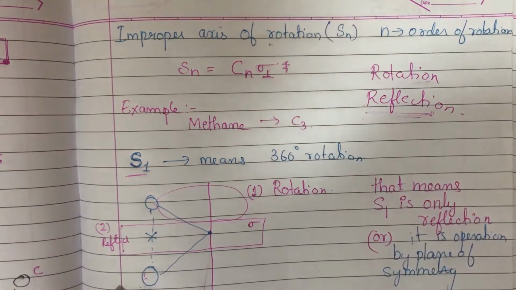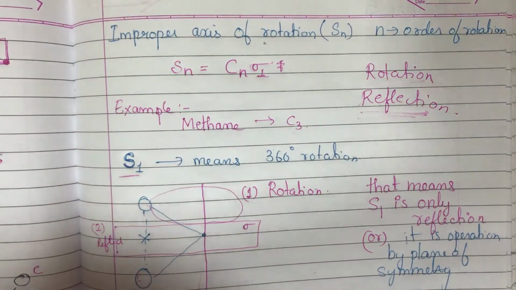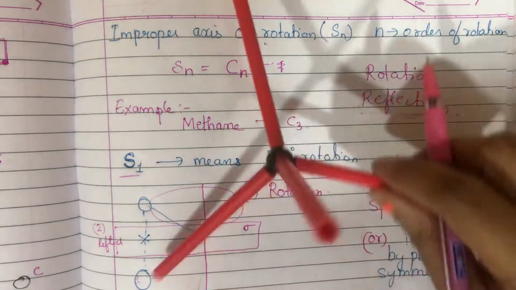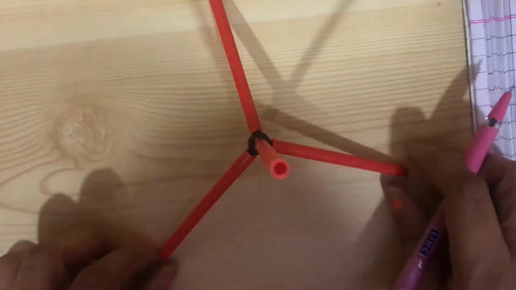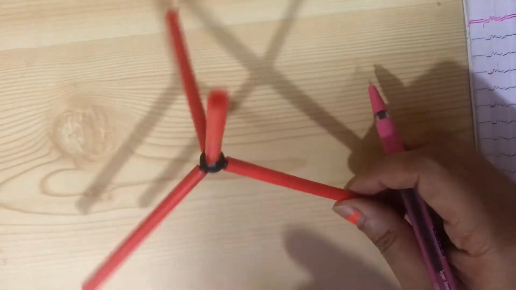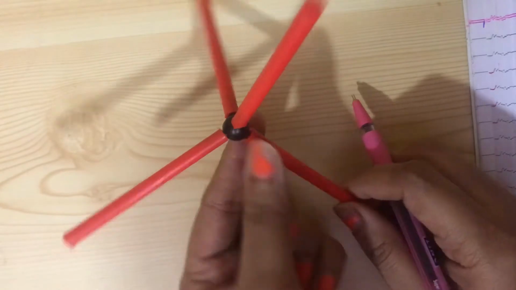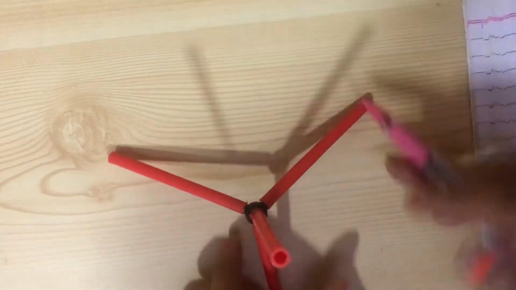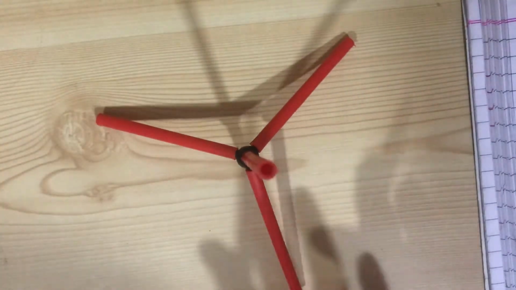Now let me give you an example of methane. Let me take an example of methane, and we'll explain in this format. If you consider this as a methane molecule, the black is the carbon atom, and all the red bonds are carbon and hydrogen, carbon and hydrogen, carbon and hydrogen. This is a methane molecule.